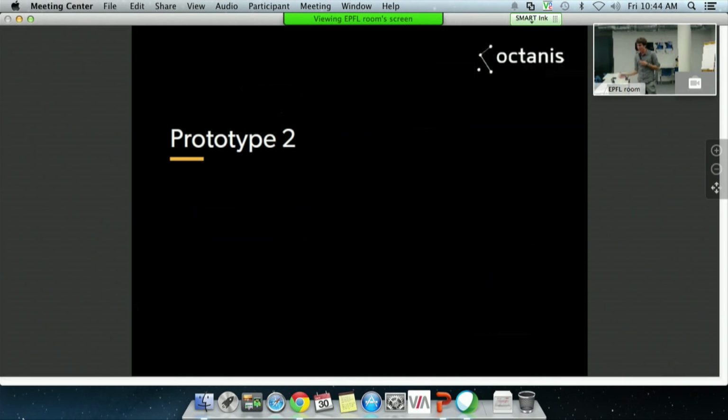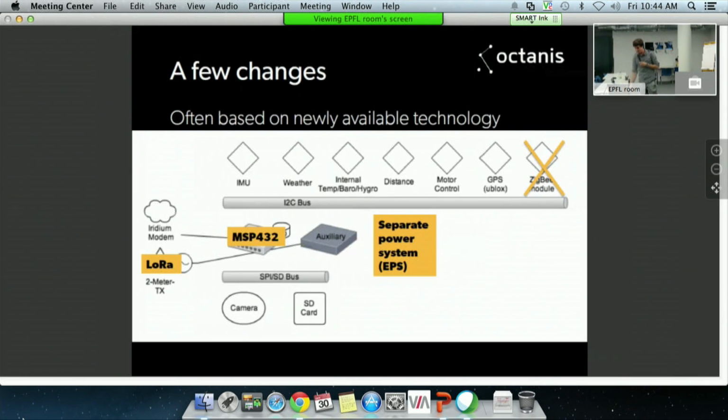So that was what we learned from prototype 1. And then the second one, we had a few adaptations. So we changed our main microcontroller. We changed the RF module to a standard that is now emerging called LoRa. And we also added that power system I talked about, but mainly it remained the same on that diagram.